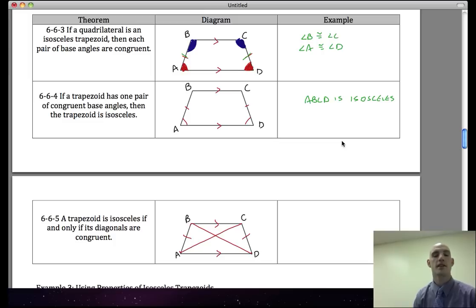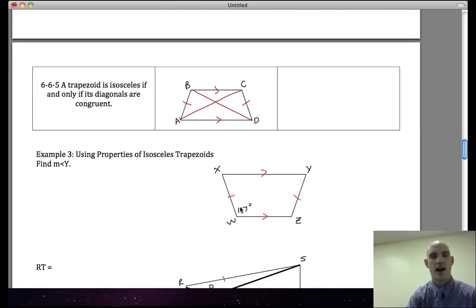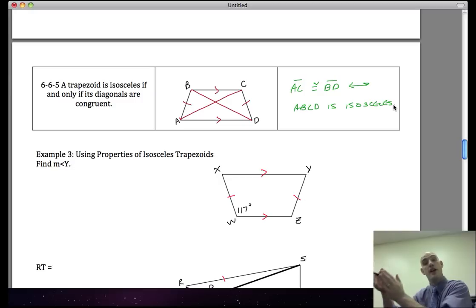Okay? The last part. A trapezoid is isosceles if and only if its diagonals are congruent. So, if AC is congruent to BD, we do the double-headed arrow because it's a biconditional. It's two conditions. So if AC is congruent to BD, then ABCD is isosceles. But if ABCD is isosceles, then the diagonals are congruent. It works both ways. Okay?